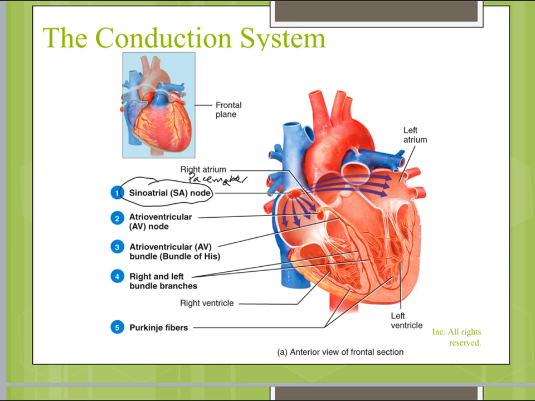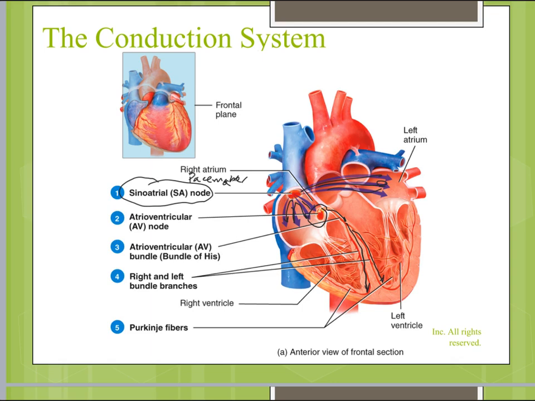So from the SA node, action potentials are going to spread across the atria and then activate the second part of this step, which is the AV node, which is in the floor of the right atrium and then into the top of the right ventricle. From there, action potentials travel down the bundle of His, also known as the atrioventricular bundle, and then it bifurcates, it branches. These branches are called the left and right bundle branches.